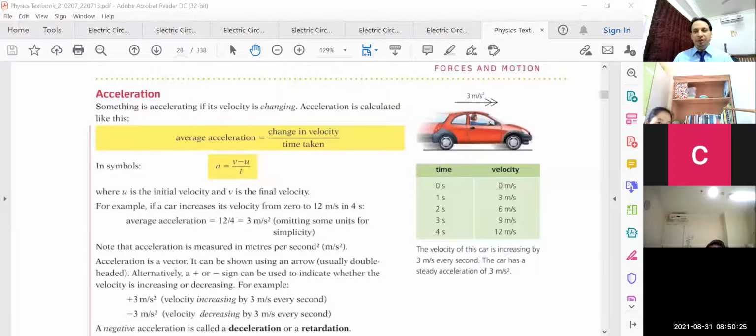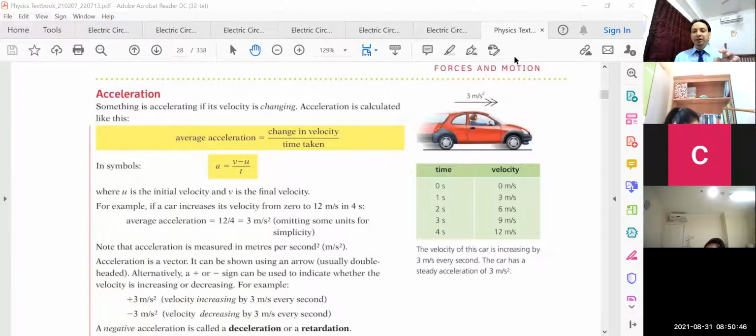So for today's topic is acceleration, children. And what do you mean by acceleration? What do you mean by accelerated body? Now let me explain to you, children. Acceleration arises only when objects are in motion.